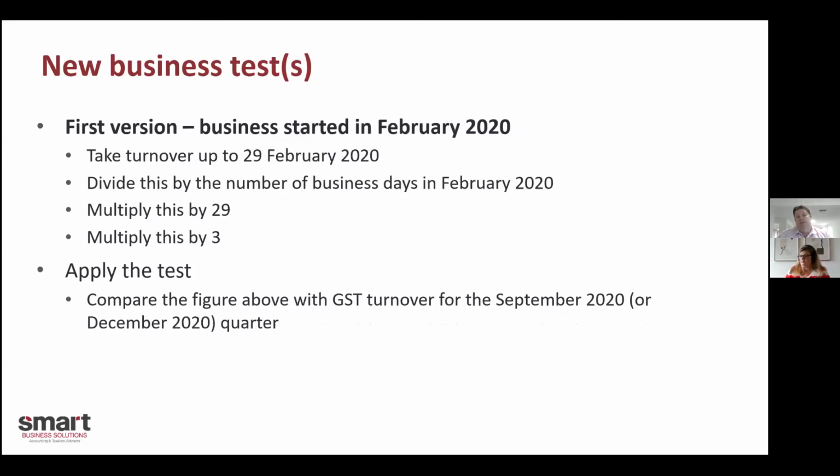If you started your business in February of 2020, obviously you're not going to have any whole months to compare it to. So you take your turnover up to the 29th of February, you divide this number by the number of business days in February 2020 that you had, you multiply it by 29 to get to the month, and then multiply this by the number 3 to get to a quarterly number that you can compare to the test period of September 2020 or December as relevant.